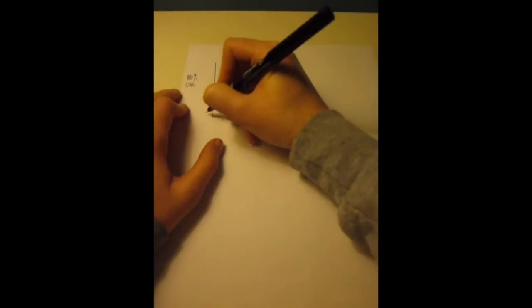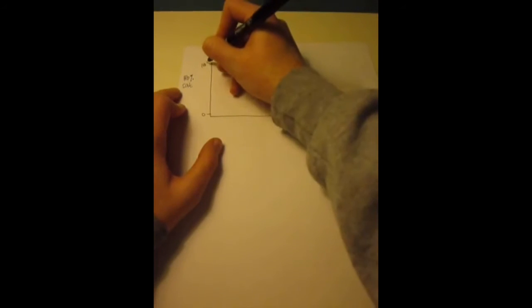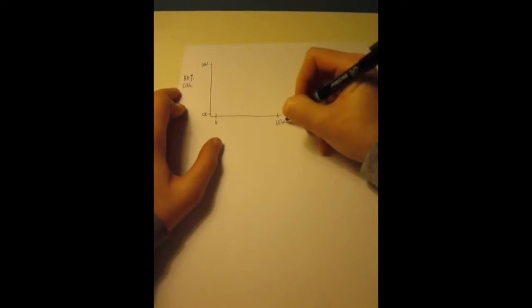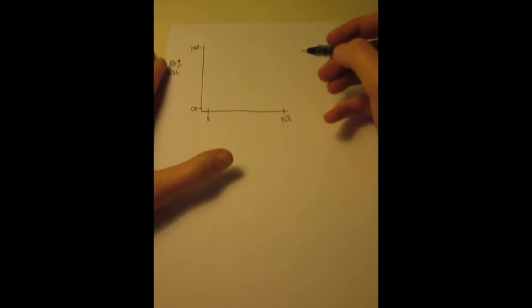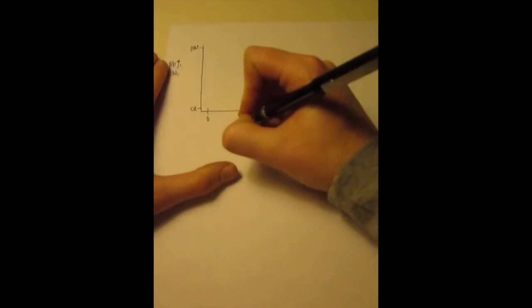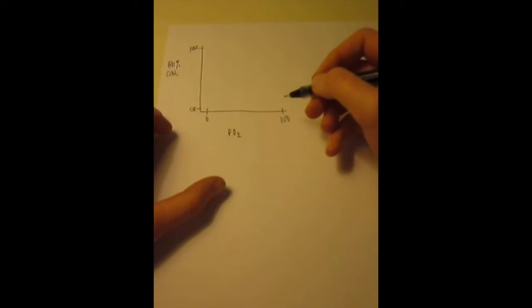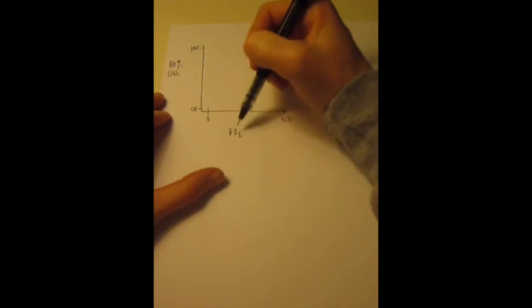You have your percent saturation of hemoglobin on this side, and that goes 0 to 100. Those are percents, obviously. And then over here, it also goes 0 to 100, and this is going to be your partial pressure of oxygen. So basically what this whole graph relates is the percent saturation of hemoglobin with oxygen.